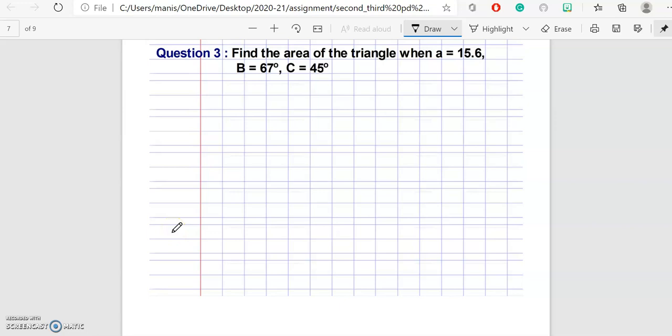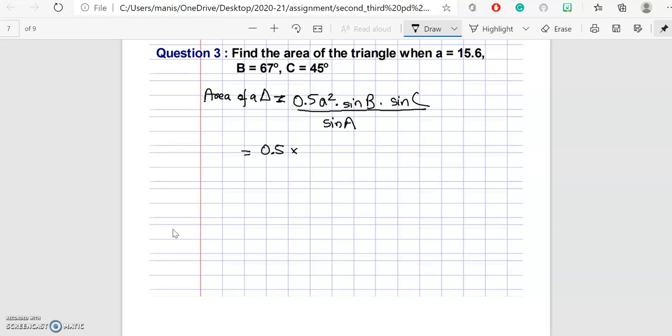Find the area of the triangle when lowercase a is 15.6 and b is 67, c is 45. So we will start first of all by writing our formula. Area of a triangle is equal to 0.5 a square, because they give me the side a square. As I have been telling you earlier also, whenever you write the side, write first of all that angle in the denominator, and the remaining two are b and c. So the only thing we need is to plug in the values over here. Times a square is 15.6 whole square, times sine of b, which is sine of 67 degrees, and sine of c, which is sine of 45 degrees, and divided by sine of a.